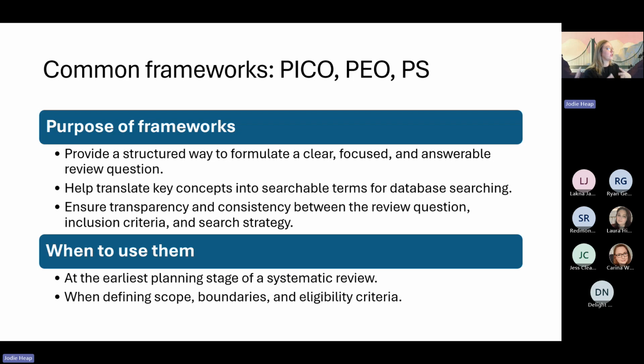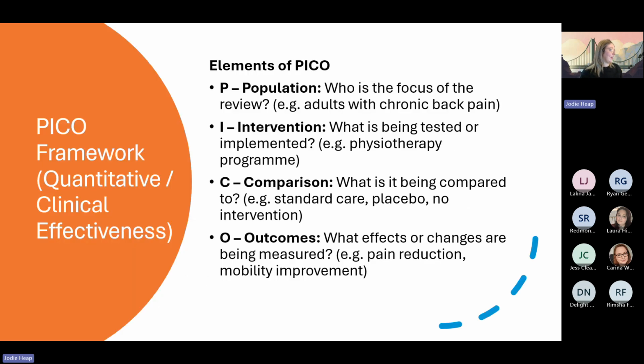It will also help ensure transparency and consistency between the review question, the inclusion criteria, and the search strategy. We really want to be thinking about them at the very beginning of our process. They will help define the scope, the boundaries, and our eligibility criteria of the materials that we're going to be looking at. So getting a framework in place is one of the very first steps that we want to be doing. Depending on your area and interests, there are different frameworks that will be interesting to you.